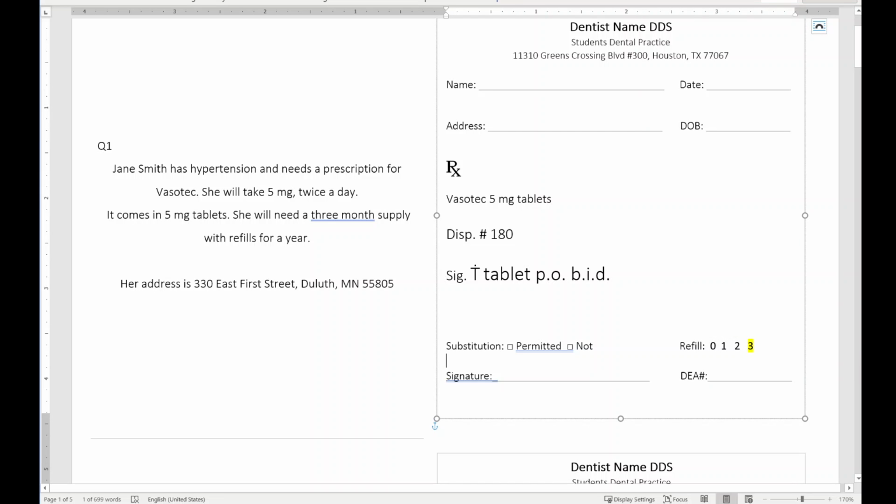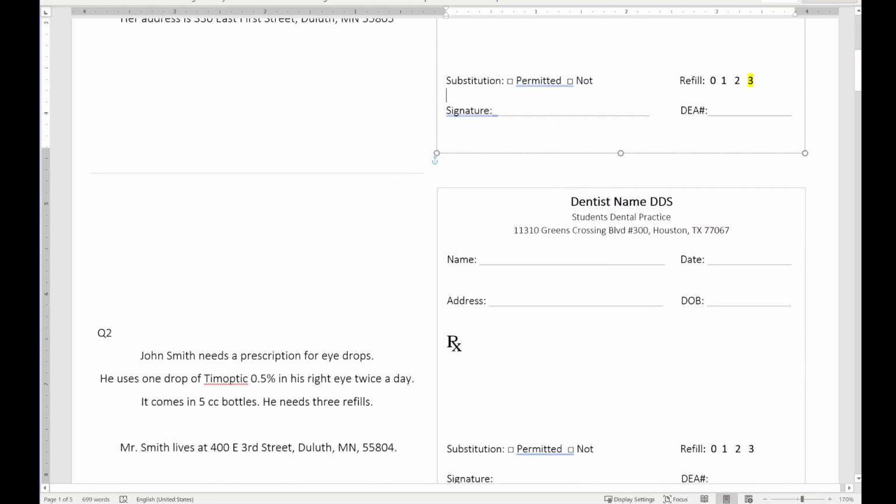Why they need three refills? Because each refill would last them 3 months. So if we're giving them for 1 year, that means they need three more of these afterwards. After the first one, they would refill it 3 times, and this will give them 1 year. It would not be as complicated as this, but this just gives you an example to think about how we're writing it. This is where the dentist would sign. This is the dentist DEA number, and so on.